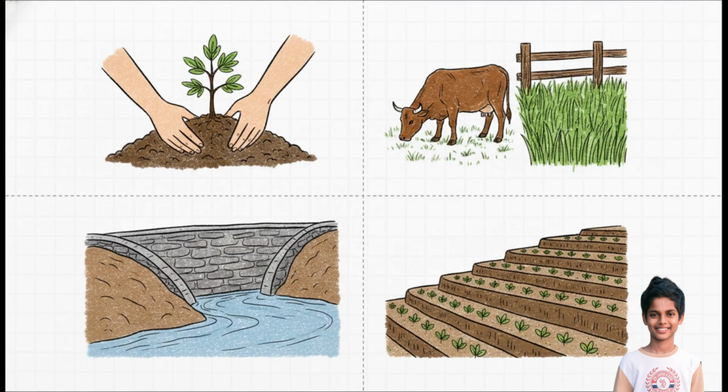So how else do we fight back and conserve our soil? You need to know these 4 prevention measures. First, afforestation and reforestation. Simply put, plant more trees and grass. Second, controlled grazing, which means moving animal herds around so the land has time to heal. Third, building dams and mud embankments to physically block the rushing water. And finally, using that terrace farming technique we just discussed.